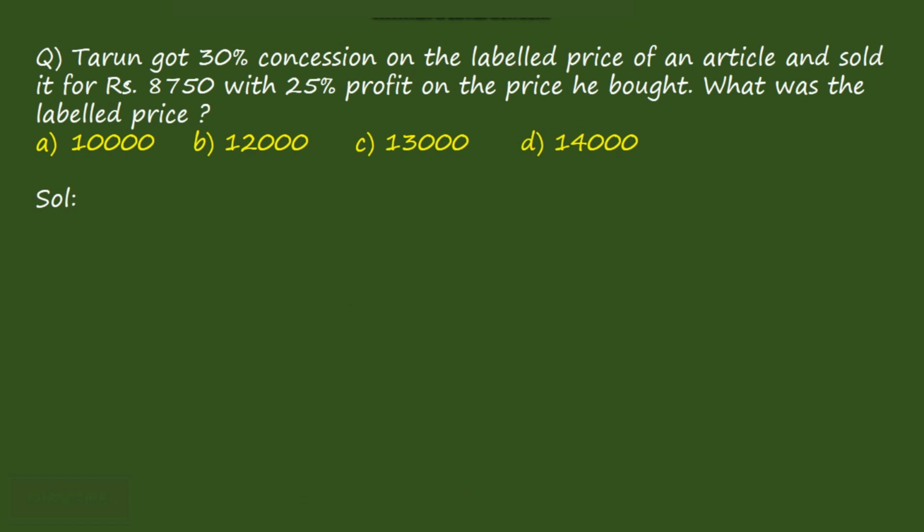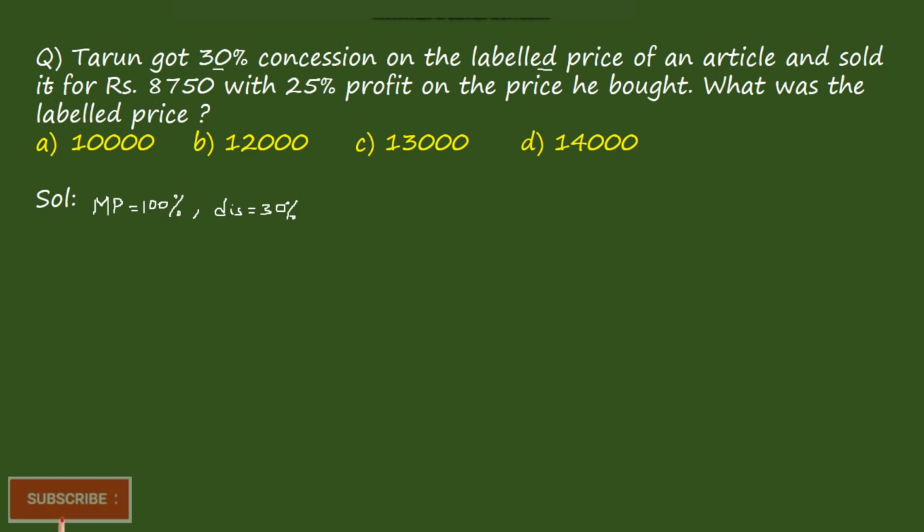Next question. Tarun got 30% concession on the label price of an article and sold it for rupees 8750 with 25% profit on the price he bought. What was the label price? It is a similar type of question. First, we understand the question. By saying that Tarun got 30% concession on a label price, the label price is nothing but the market price. If you consider the market price is equal to 100%, in this one he got a concession of 30%. It is nothing but a discount. He got a discount which is equal to 30%.